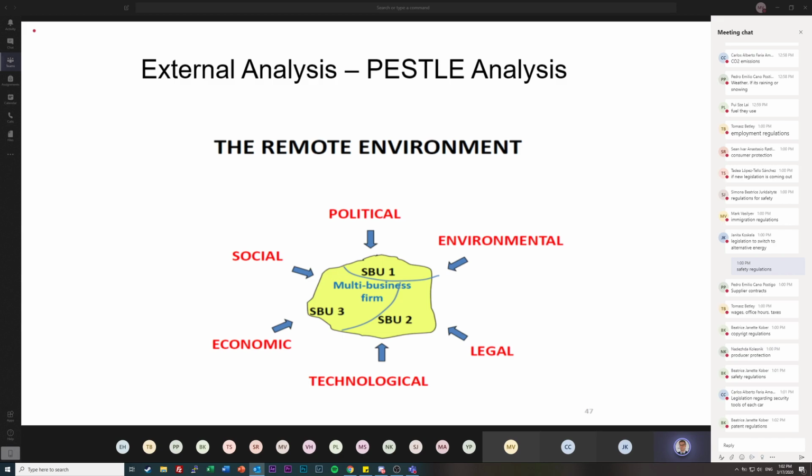Security, that's absolutely right. Patent regulation. Beatrice, yeah. That's the thing you've mentioned also under the copyright regulation. Yeah, so everything that's connected to the protection of brands and patents. Regulation for safety. Okay, yeah, very well.